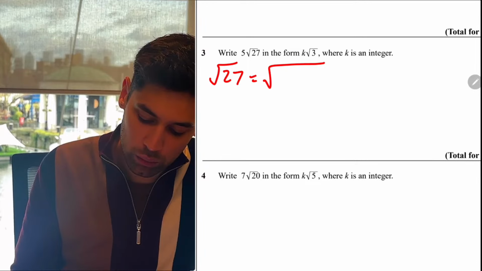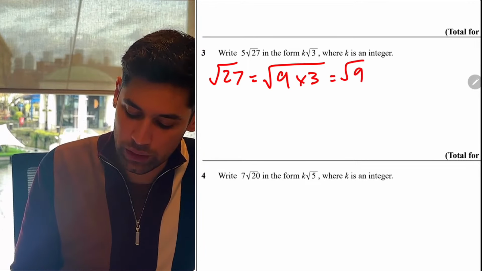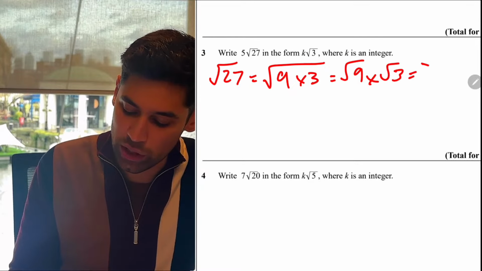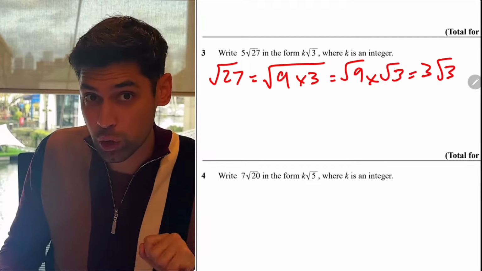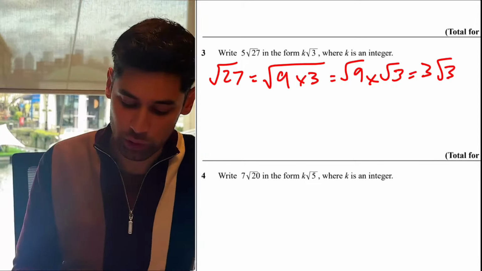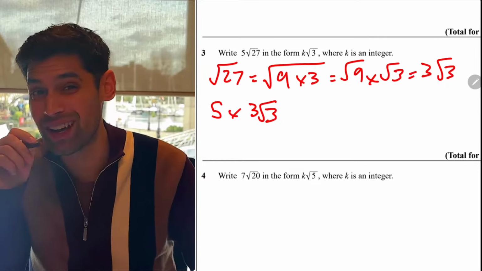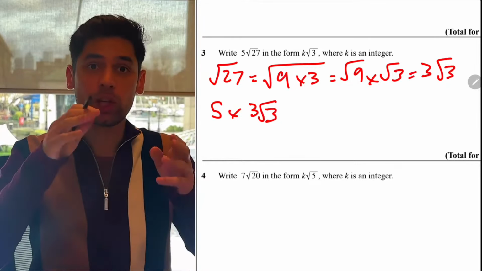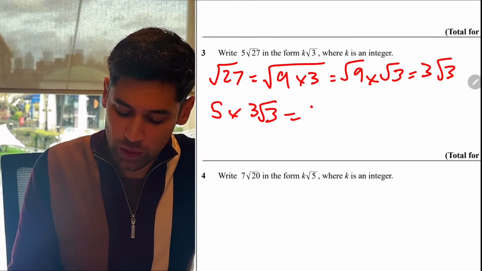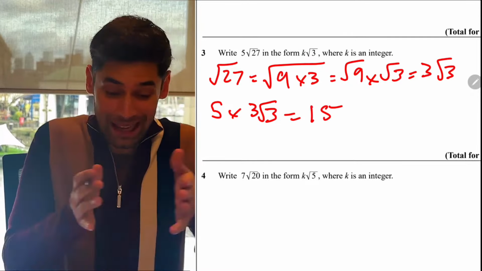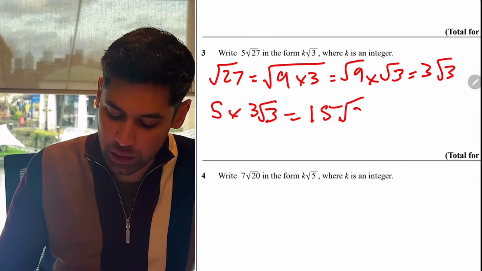So we're going to write it as root 9 times 3, which is root 9 times root 3, which is 3 root 3. Now that's root 27. We're dealing with 5 root 27, which means 5 times root 27. So what we're doing is 5 times 3 root 3. And if you remember from our sums with surds earlier, numbers go with numbers, surds go with surds. So we're going to multiply the numbers together to create 15. And because there is no surd on the 5, the root 3 just stays as root 3. So 15 root 3.